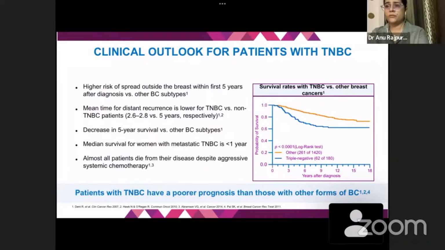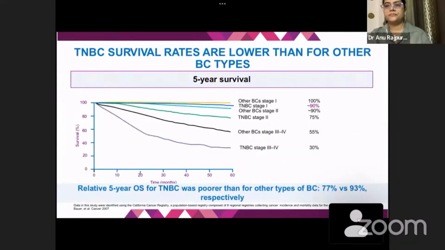Coming to the clinical outlook for patients with TNBC, when compared to other breast cancers, there is a higher risk of spread outside the breast within the first 5 years of diagnosis. Mean time to distant recurrence is also lower. The 5-year survival with standard therapy is also lower than in other breast cancers. Median survival for women with metastatic TNBC is less than 1 year, and almost all patients die from the disease despite aggressive systemic chemotherapy options.